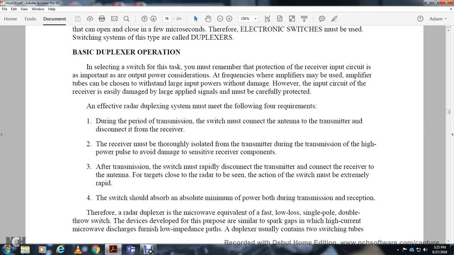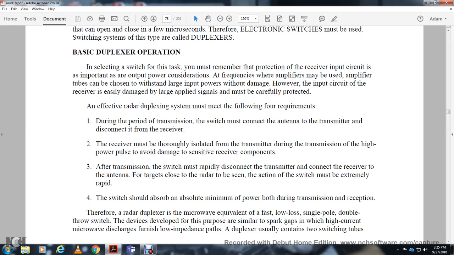After the transmission, the switch must rapidly disconnect the transmitter and connect the receiver to the antenna for the target echo of the radar to be seen. The action of the switch must be extremely rapid, but the switch should absorb an absolute minimum of power, both in transmission and reception. Therefore, the radar duplexer is the microwave equivalent of a fast single pole double throw switch.